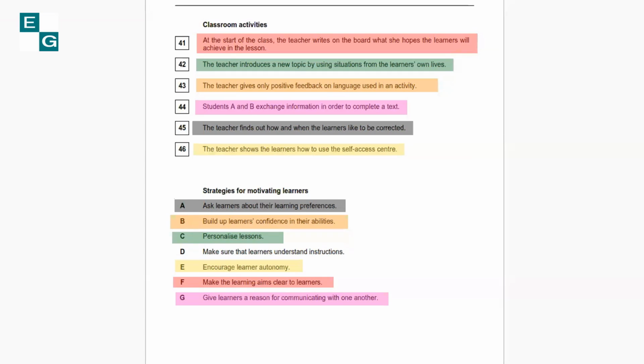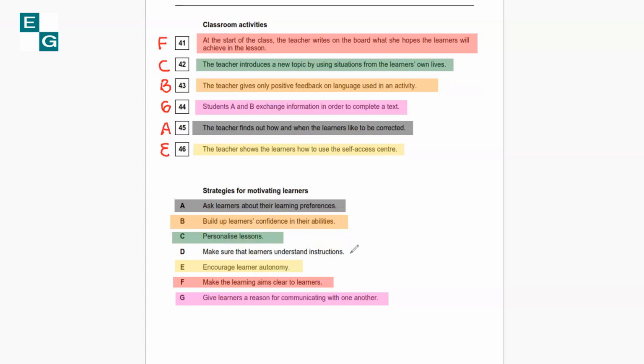So in case this is not totally clear because of the color code that I'm using, what if I just give you the answers? Number 41 is option F. Number 42 is option C. Number 43 is option B. Number 44 is option G. Number 45 is option A. And number 46 is option E.